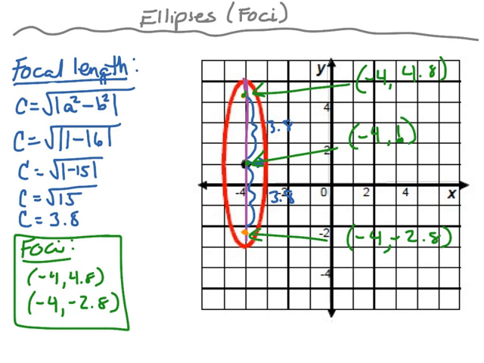So just keep in mind, guys, in order to find these 2 points, you do have to consider where the center of this ellipse is. So keep that in mind.